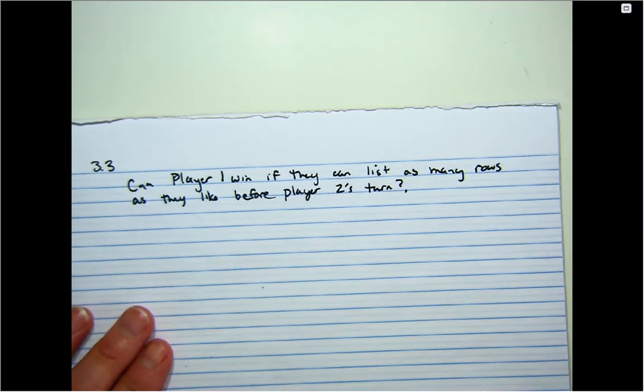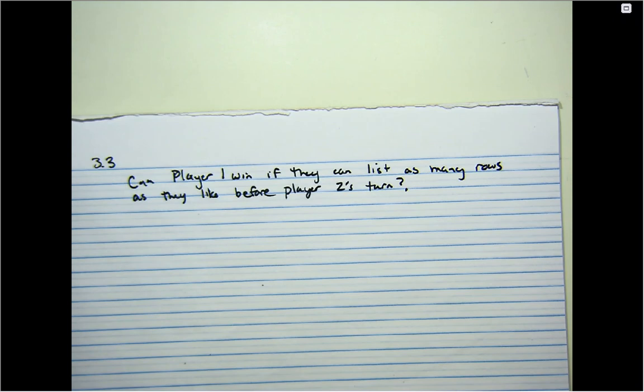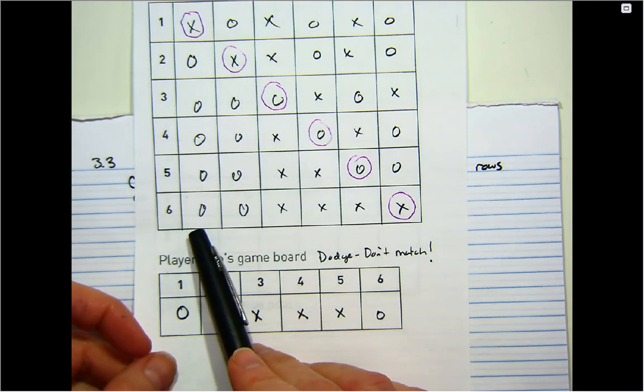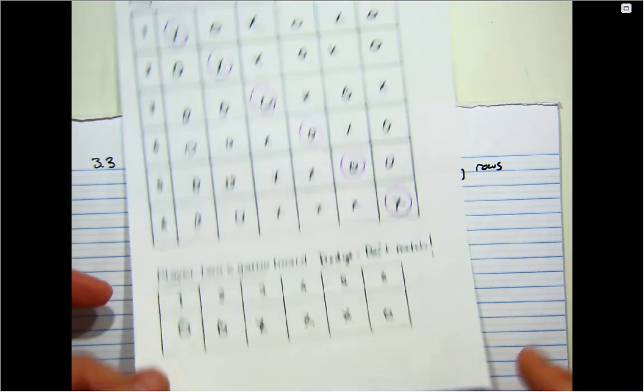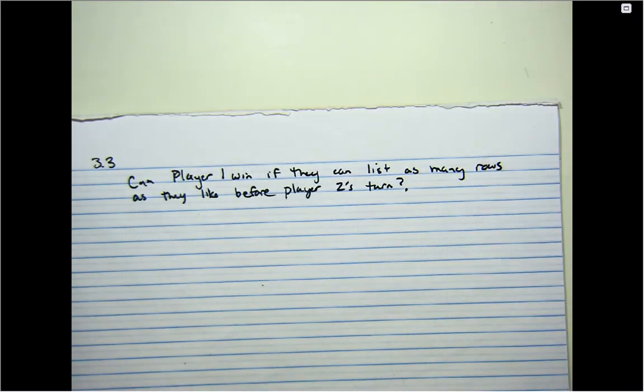Okay, so while you're finishing that up, here's a question for you. We're going to expand on this now so that we can see how it shows us about the infinite. So I wonder if player 1 lists as many rows as they want, so they don't have to stop at 6, they could keep going. Could player 1 win instead of player 2?